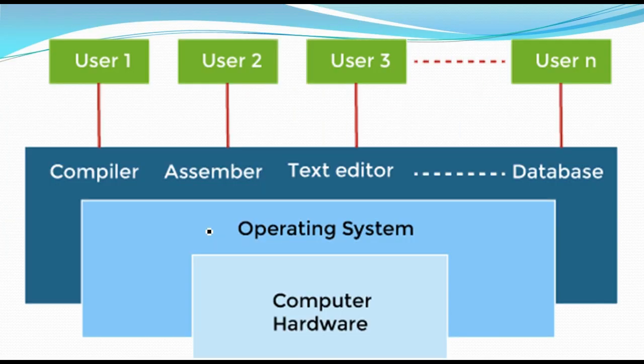So this is how this structure can be used to interact all the users with the computer hardware. Okay, so first of all, the user is interacting with the compiler, which is called application software, and operating system, then computer hardware.